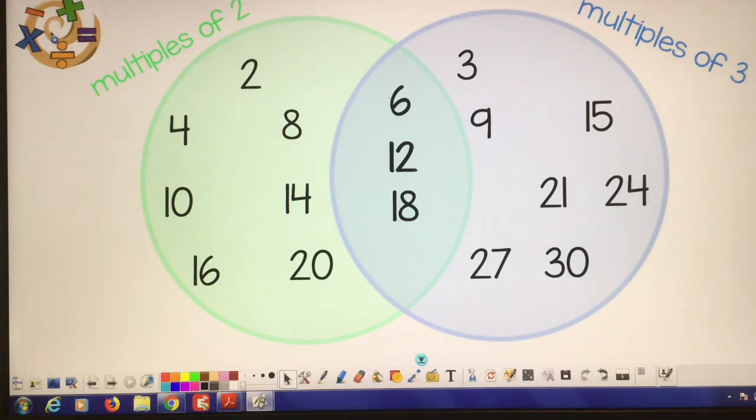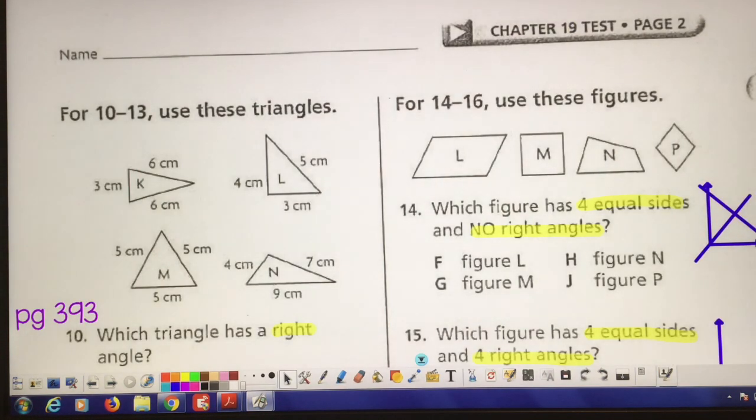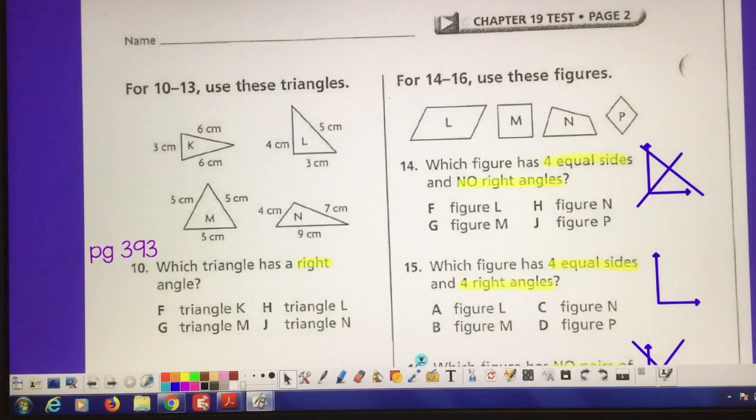Okay, then. So that is the end of Chapter 19 test. Remember, you can go back at any time, take a look, replay the video, see what you maybe understood or didn't understand. Make sure you have all of your questions answered from 1 through 18.